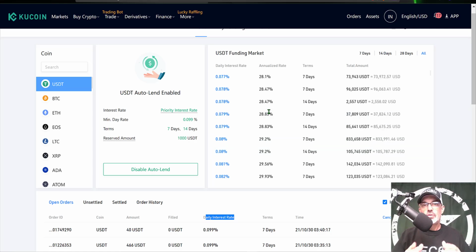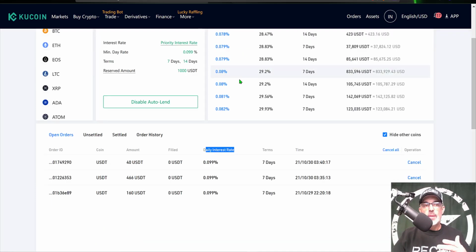Now, I challenge you to go into your local bank and deposit money with them, which they'll in turn lend out, and have them pay you anywhere near a 28 to 30% annual rate. They'll more than likely look at you like you're a crazy person.